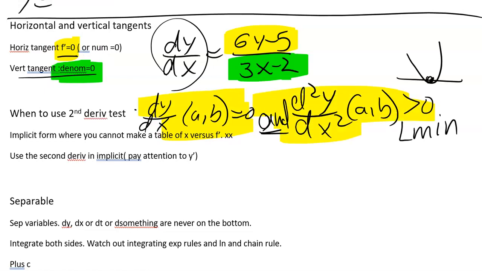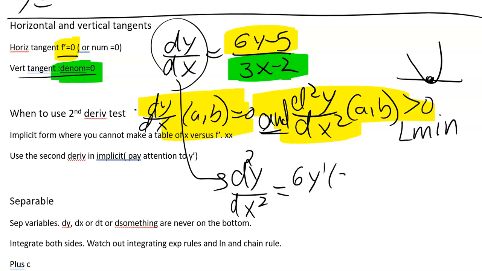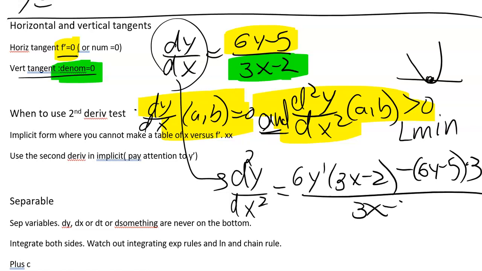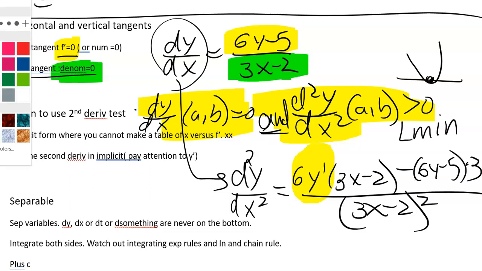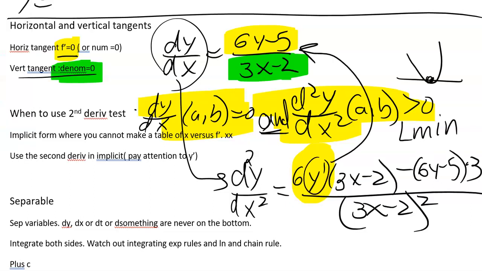Also, when you're calculating the second derivative in implicit, pay attention to the correct implicit differentiation rule. d squared y over dx squared would be (6y prime times (3x minus 2) minus (6y minus 5) times 3) divided by (3x minus 2) squared, okay? And then you start plugging in. Where are you going to get y prime? Well, you're going to get y prime exactly from where you calculated y prime. Okay, exactly from here, right? And y prime at that point might be 0 and whatnot.